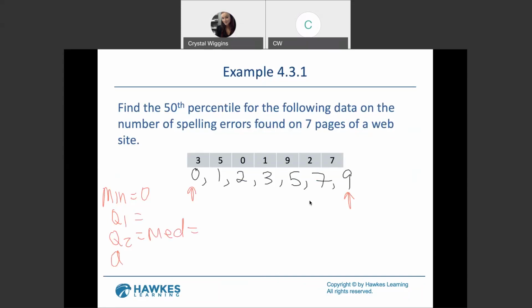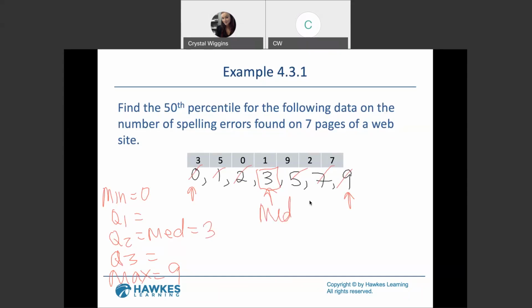Q3 we need to find. And we know our max is 9. So now we already know the middle number actually is 3 because we calculated the 50th percentile. But if we wanted to, we could slash off on either side. So 0 with the 9 and so on going through. And we'd find the median or the 50th percentile.